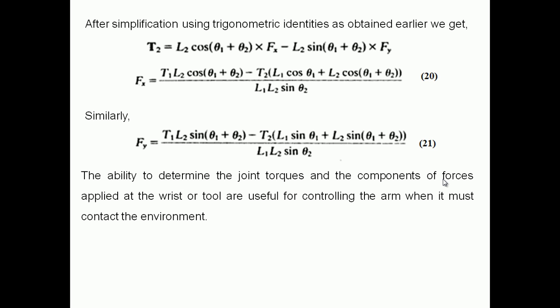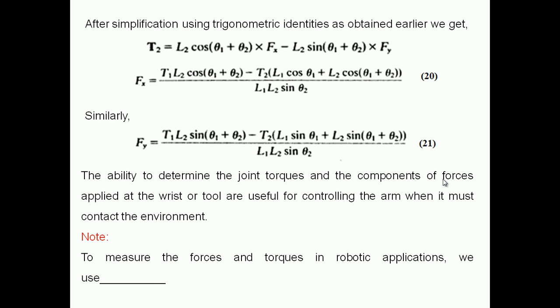So the ability to determine the joint torques from the components of forces applied at the wrist or tool is useful for controlling the arm when it must contact the environment. It's very, very important. In any robotic design, you have to know what forces and torques are acting on the system. Then only can you control the arm effectively. It's very important in terms of design.